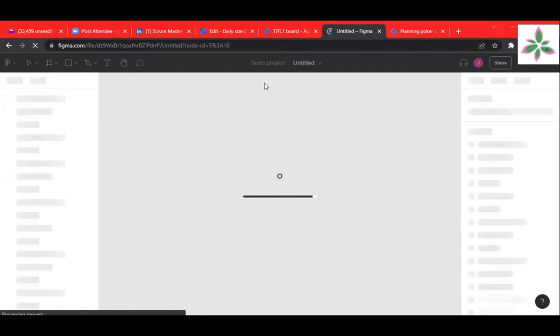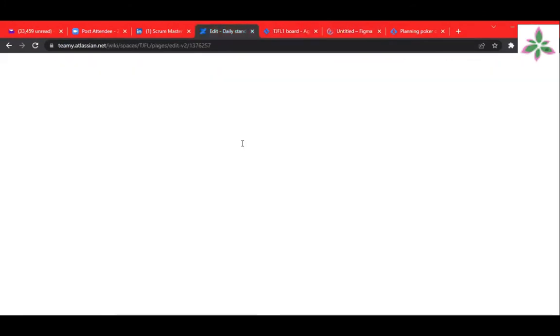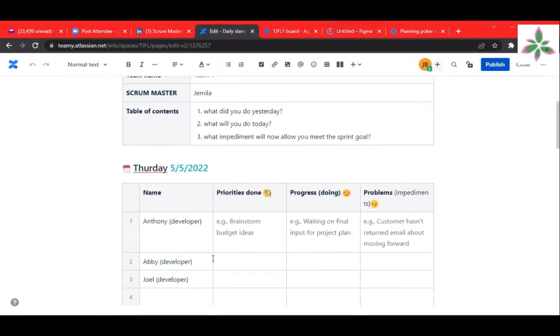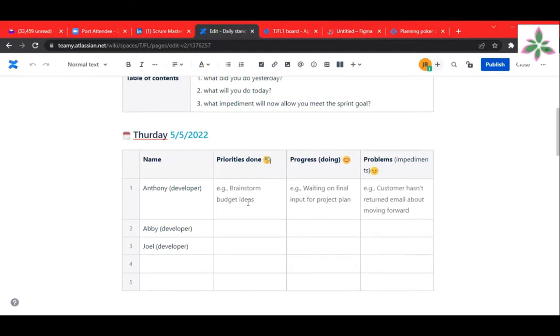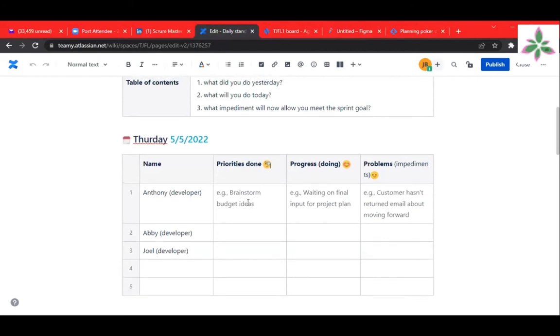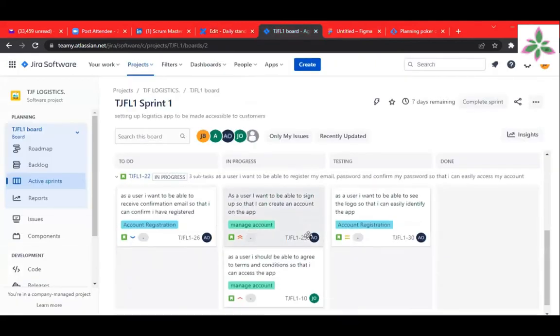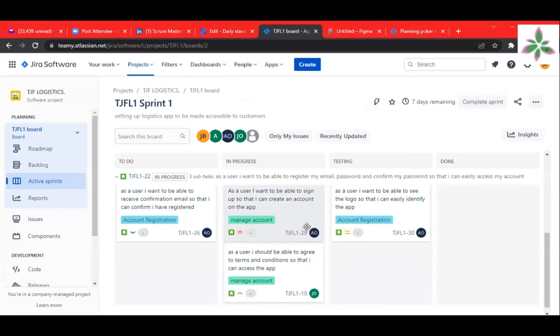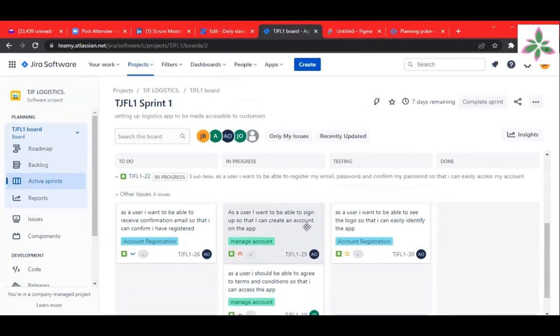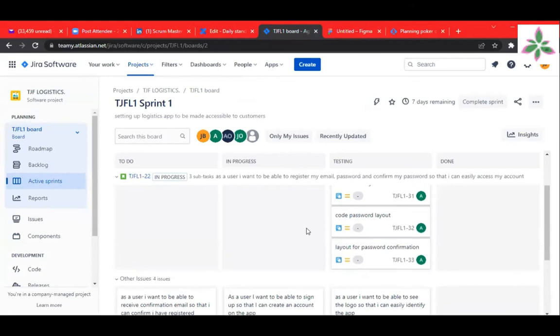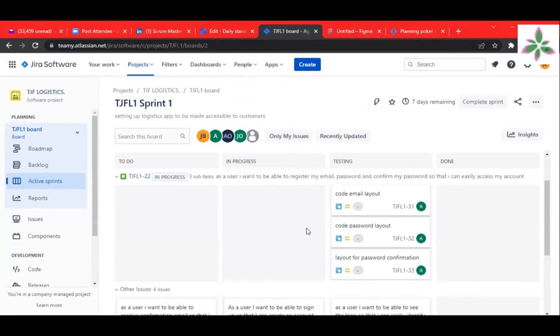So, before it comes up, I'm just going to hear from Abby. Abby, you want to tell us what's been going on? Yes. Yesterday I was able to work on the layout for the email and the password sections, such that users will be able to input that seamlessly. So right now I'm waiting on QA for that.